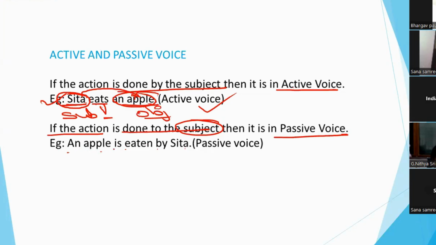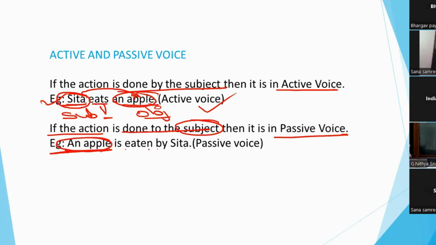An apple. Okay, apple is our subject. What is a subject? That which appears at the beginning of the sentence, about which something is being said. That is called the subject. It appears at the very beginning of the sentence. So apple is our subject.